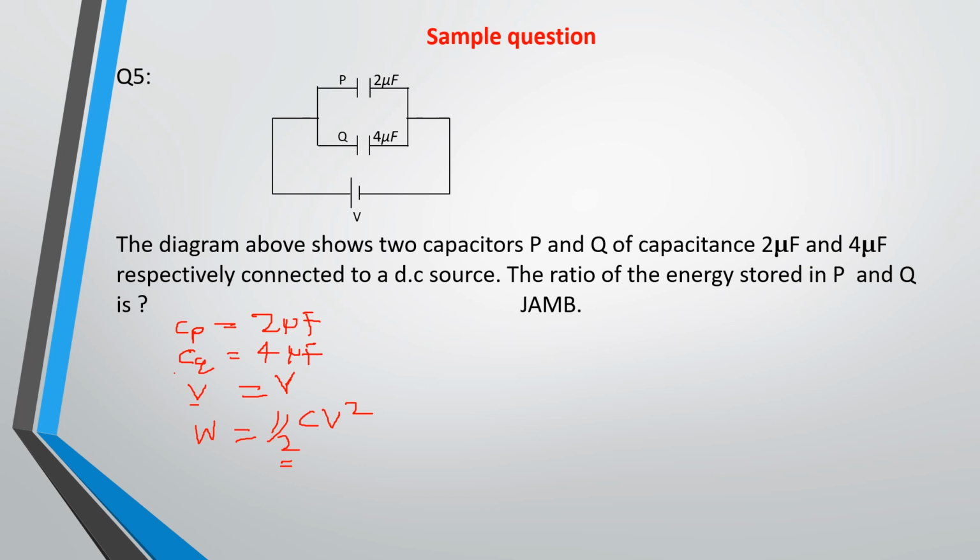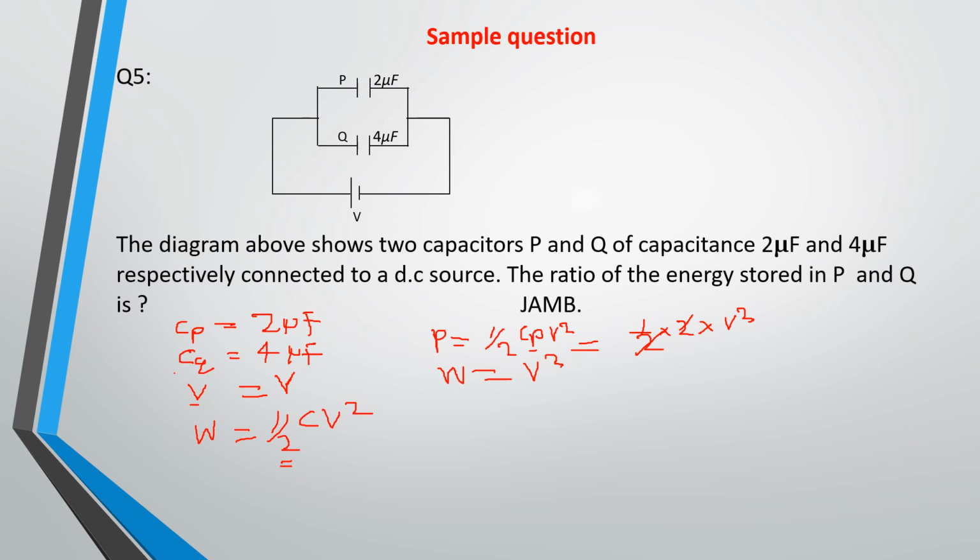Now for capacitor P, we'll have half Cp times V squared. The capacitance of P is equal to 2. So we write it as 1 over 2 times 2 times V squared. This cancels out, which means that the energy stored in P is equal to V squared.